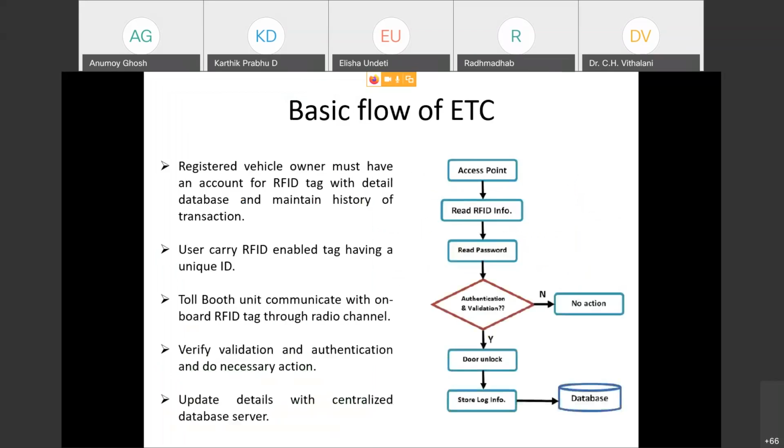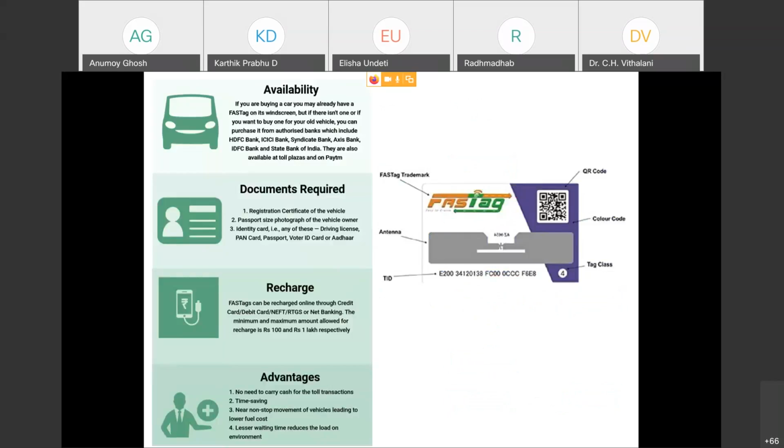So this is the same thing which is given over here. Now we are coming up with fast tag systems. If you see the fast tag system, there is one QR code and there is this tag antenna over here. And the gap that you can see within the tag antenna is the semiconductor chipset.